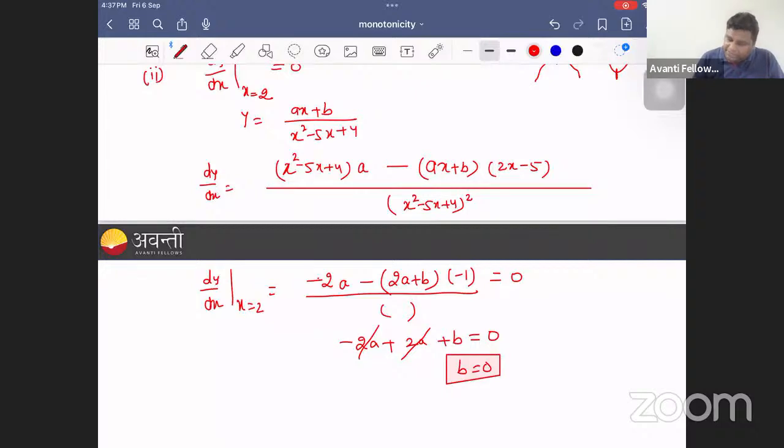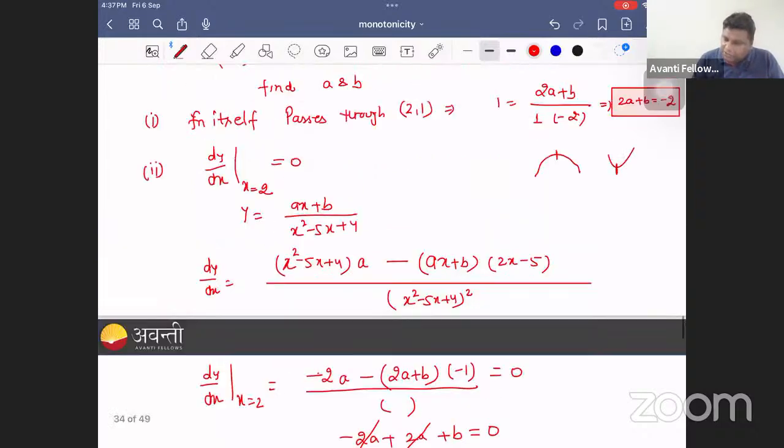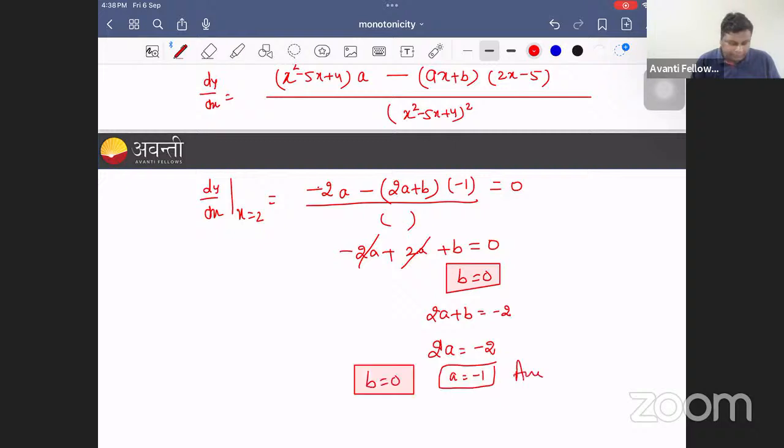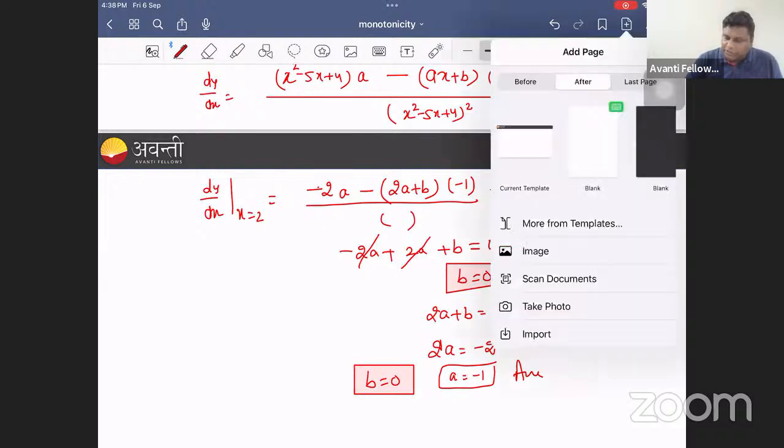Now if b is 0 and you have another relation, 2a plus b is minus 2, you put b equal to 0. So 2a is minus 2. That means a is minus 1. So this is your answer: a is minus 1, b is 0. Am I clear? So this is how we utilize this information. Got it? Let's do another question.